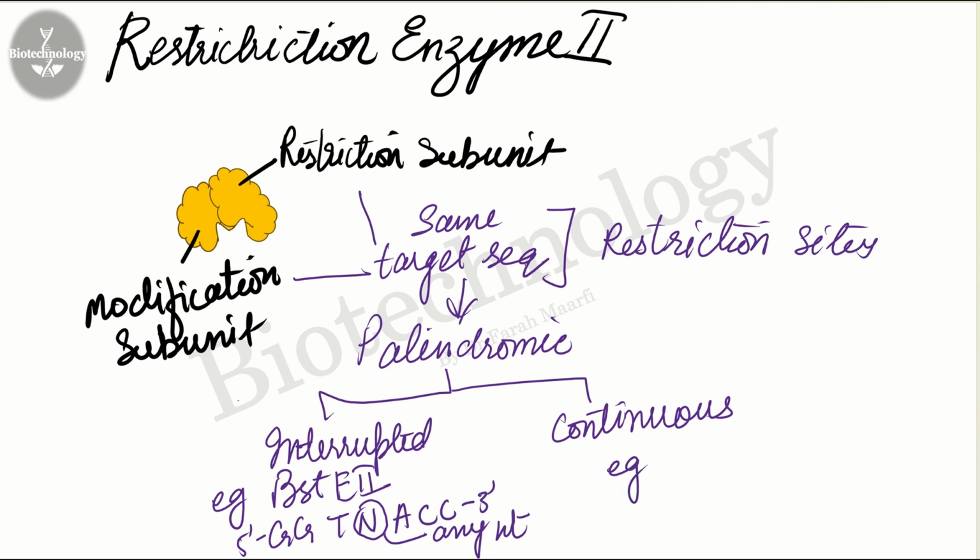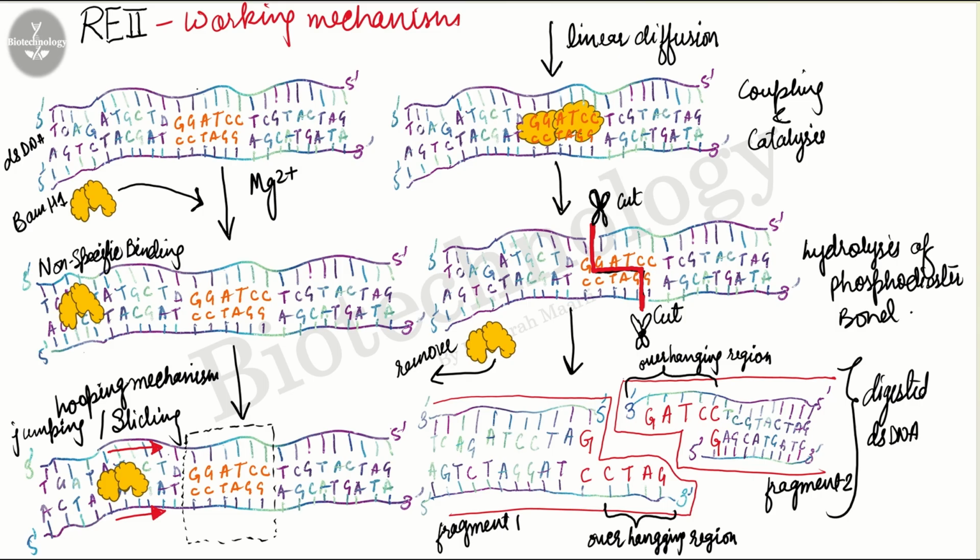For the continuous one, the example is KpnI, and for this the restriction site is 5 prime GGTACC 3 prime. Let us understand the working mechanism of the type II restriction enzyme, meaning how it actually makes a cut on a double-stranded DNA. Suppose this is a double-stranded DNA, and at this point GGATCC, it carries the restriction site for the enzyme BamHI. You all know that BamHI is an example of a type II restriction enzyme.